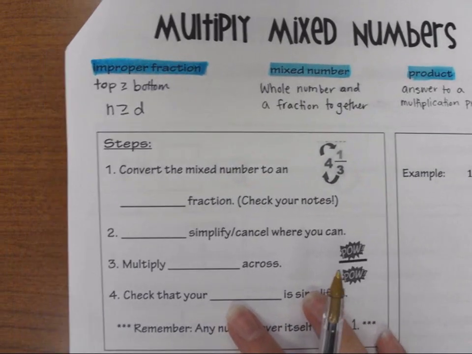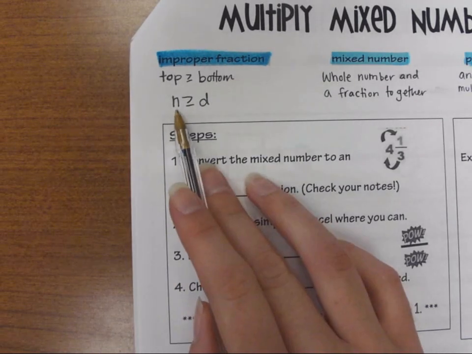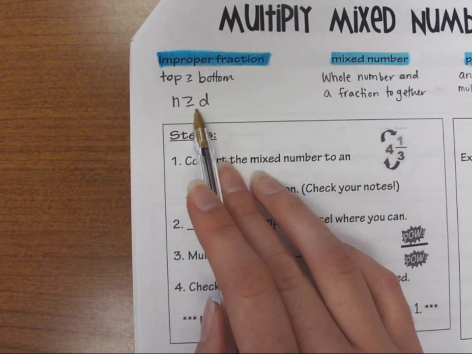Another definition we're going to need to know for this assignment is improper fraction. So an improper fraction is where it's all in a fraction, but the number on top is bigger than or equal to the number on the bottom. And then we also say that the numerator is greater than the denominator.